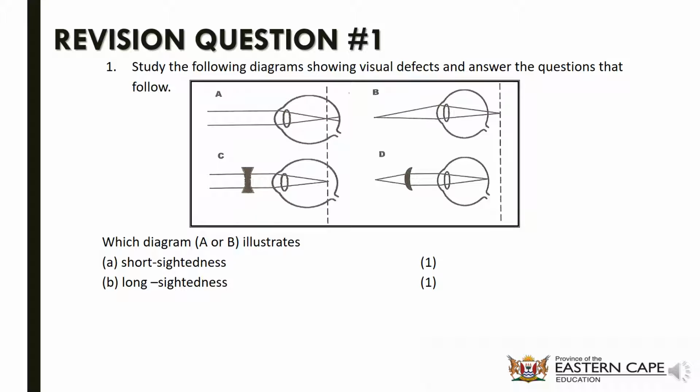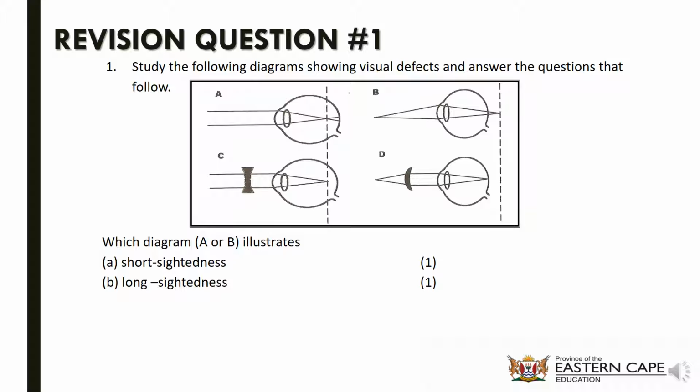In A, there are light rays coming in, and you see something happening. There is an image, a focal point, an image being formed, and already we know the light rays come in, the retina is at the back, but where is the image forming? In front of the retina. So you know this could be which condition? Remember, when the image is formed in front of the retina.